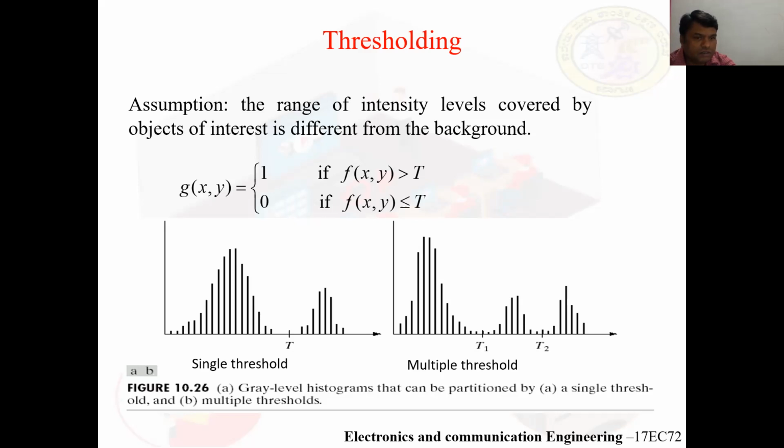G1 consists of all pixels with intensity values greater than T, G2 consists of pixels with intensity values less than T. Compute the average intensity values m1 and m2 for pixels in G1 and G2 respectively. Compute a new threshold value T equal to half of m1 plus m2. We repeat these steps until the difference between values of T in successive iterations is smaller than a predefined parameter delta T. This simple algorithm works well in situations where there is a reasonably clear valley between modes of the histogram related to objects and background.